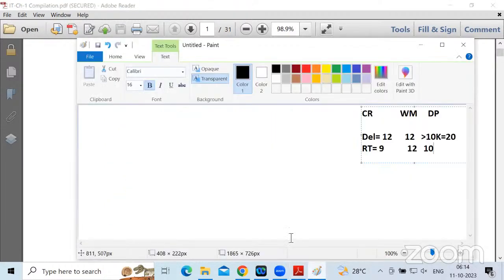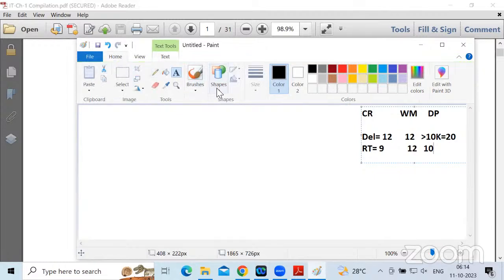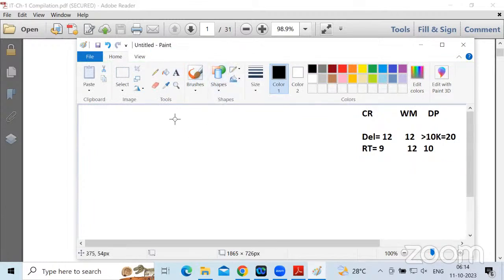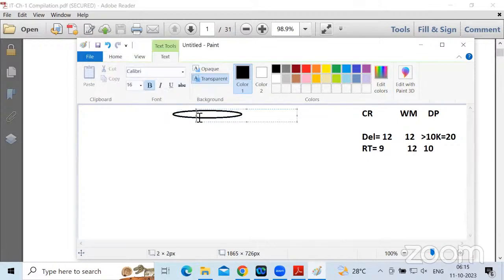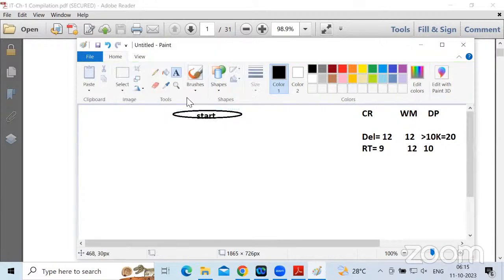Now, a flowchart can be drawn with pictorial representations. I hope all of you know the meaning of the pictures or the diagrams. Now let's start. Always start with a picture like this. Start. Then after that, you have to create a link.